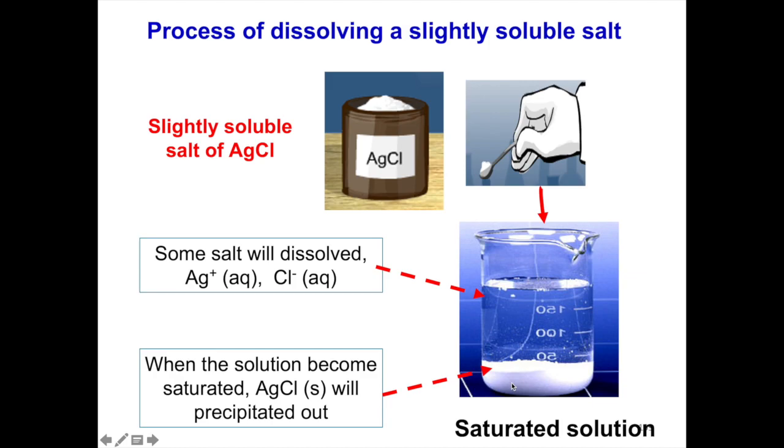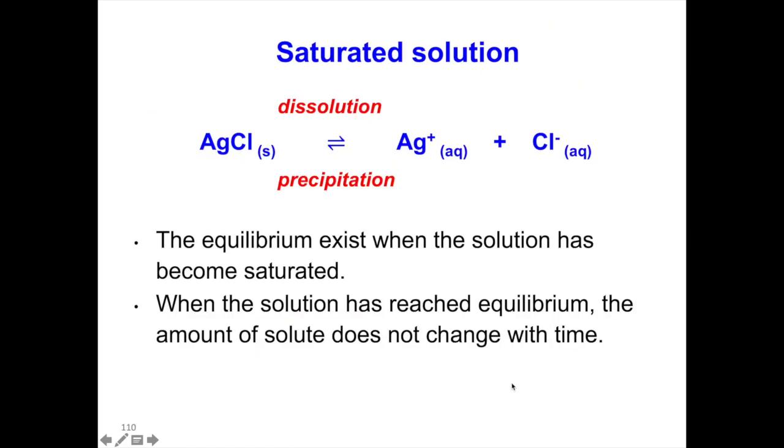So here's the equation to show the dissolution of silver chloride. AgCl in solid will produce Ag plus in aqueous phase plus Cl minus in aqueous phase. The equilibrium exists when the solution has become saturated. The equilibrium here means that the processes of dissolution and precipitation happen at the same time. When the solution has reached equilibrium, the amount of solute does not change with time.